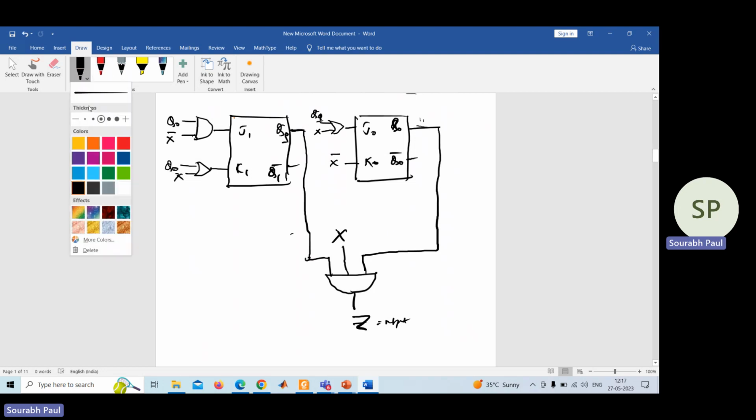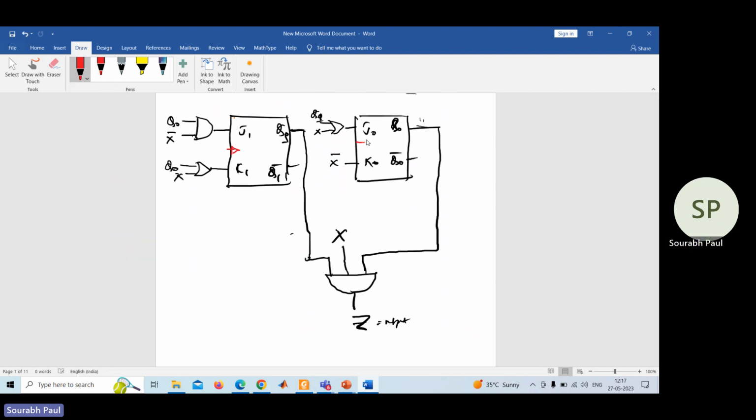One thing is left. We have not given the clock. That is very much important. This is the clock, this is the CLK. So this is the implementation of your sequence detector, which will detect the sequence of 1001 using Mealy overlapping method where JK flip flop was used.